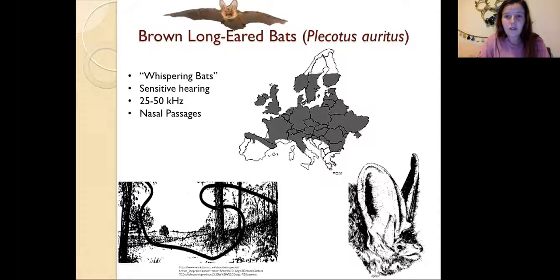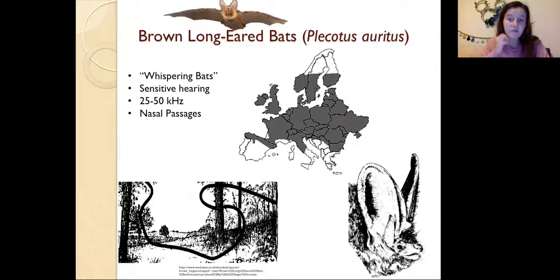So focusing on the brown long-eared bat, there was a photograph in our lecture from this bat, but we didn't really talk about it, so I wanted to go into that. They are considered whispering bats because they have the quietest echolocation of all other bats, and they're common throughout the United Kingdom, Ireland, and the Isle of Man, but they are declining in Britain due to fragmentation and some other issues with their food sources. So they do have the most quiet echolocation.